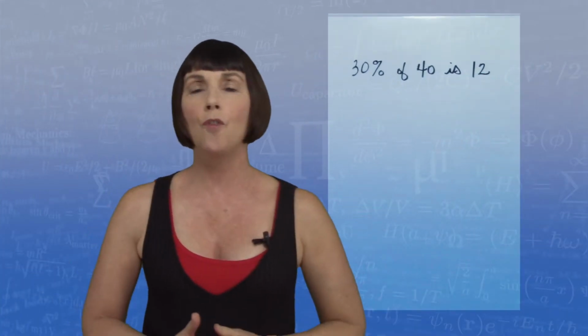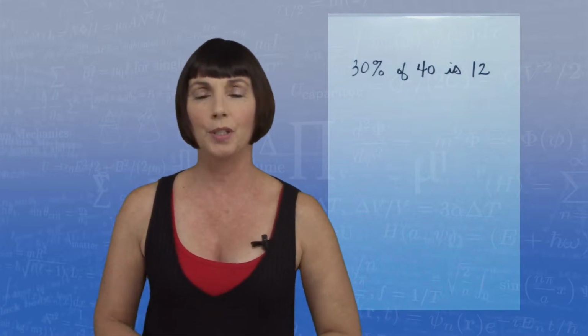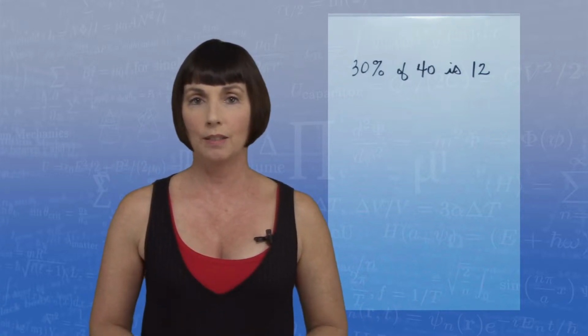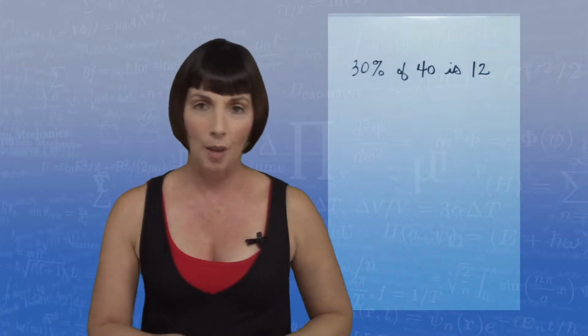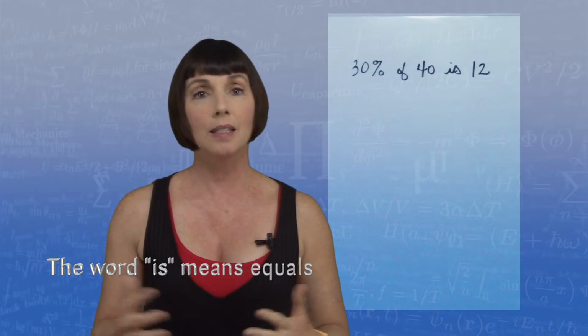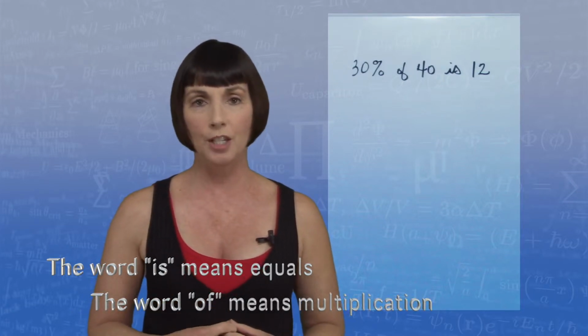Take a look at this. 30% of 40 is 12. This is a true statement, and I can prove it to you. I'm going to rewrite that sentence as an equation. Now, to do that, you need to know a couple of things. Anytime you see the word is, that means equals. And anytime you see the word of, that means multiplication.